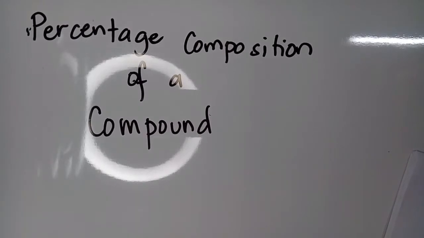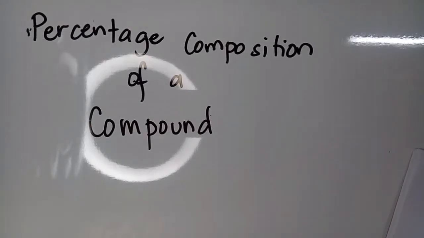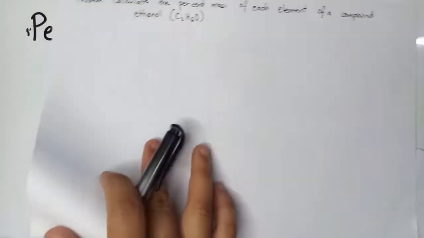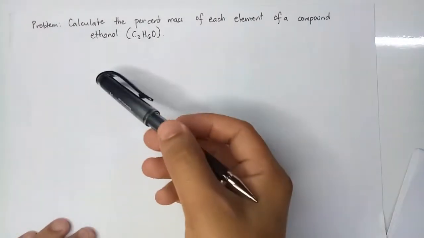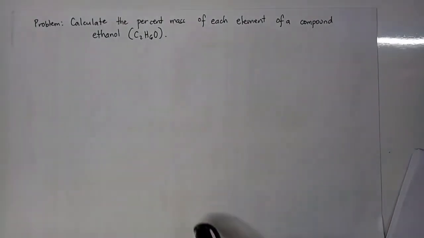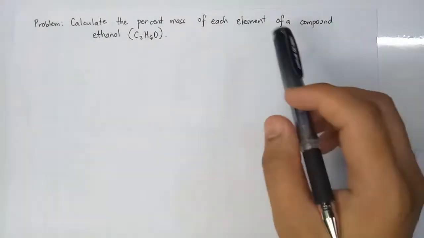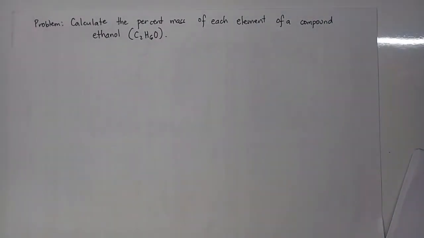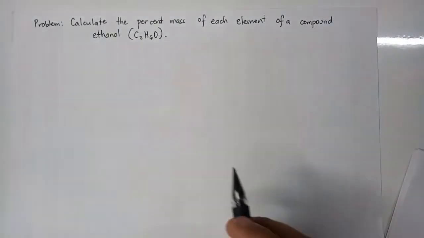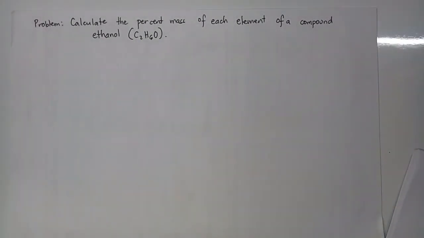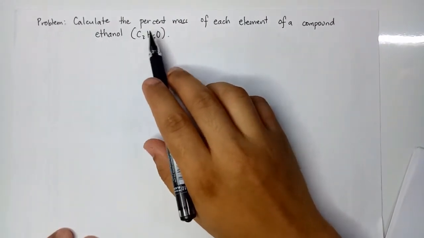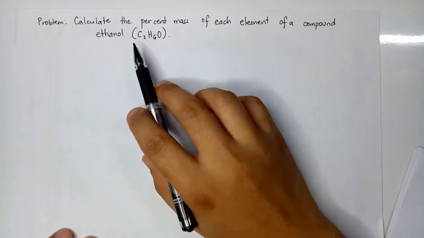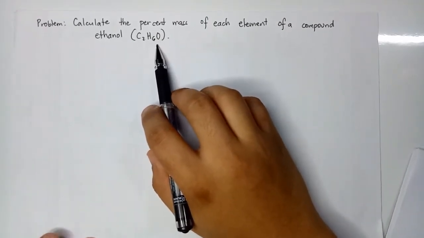Now, paano ba ito sinosolve? For example, we have the problem: calculate the percent mass of each element of a compound, ethanol or ethyl alcohol. As you can see, meron tayong element na C, the carbon, hydrogen, and oxygen. So our compound is ethanol or ethyl alcohol. Paano ba ito sinosolve?